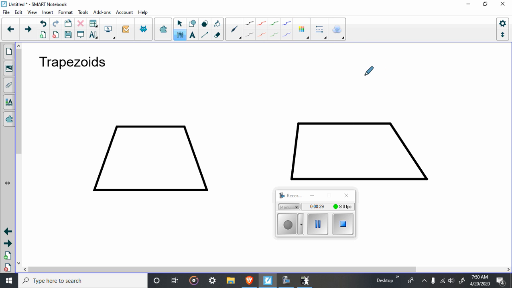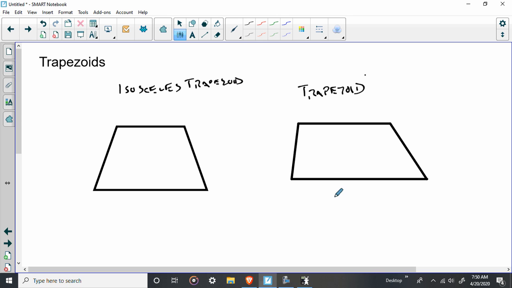So this is a trapezoid over here, okay? And this is an isosceles. Isosceles, I think I actually can spell that now. This is an isosceles trapezoid, okay? And we said what they both have in common is that they both have a parallel set of sides that we call the bases. Okay, so these are the bases.